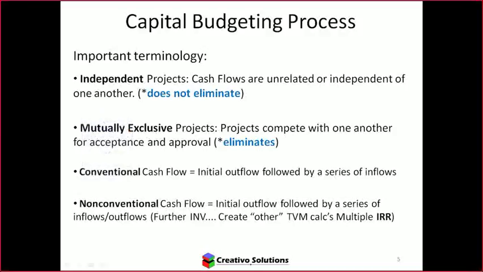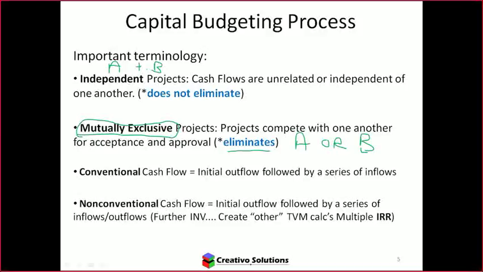If a project is mutually exclusive, accepting one project eliminates another. So can I accept more than one? No, it's A or B. It's never A and B. If it's independent, then you've got A and B. That's different because now you can choose more than one. Got that? Yeah. Perfect. Then you also need to know the difference between conventional and non-conventional cash flow.